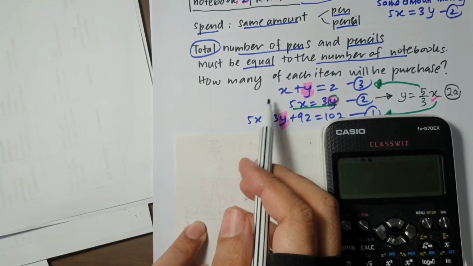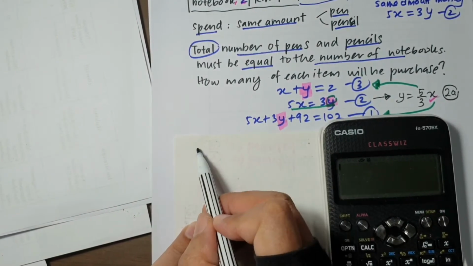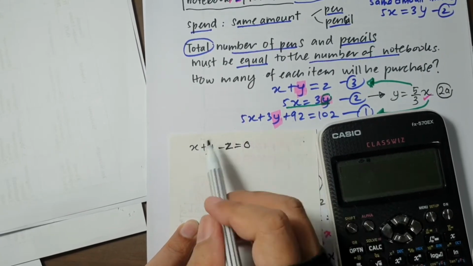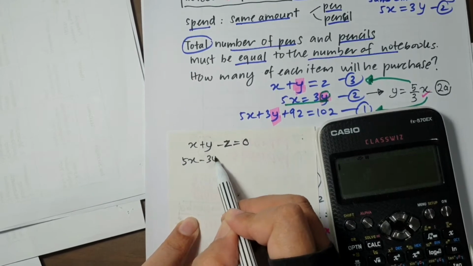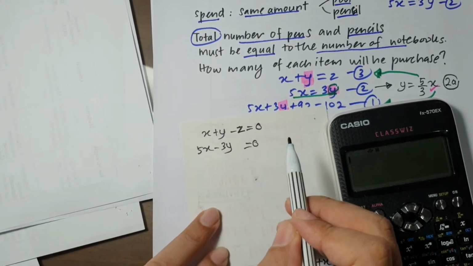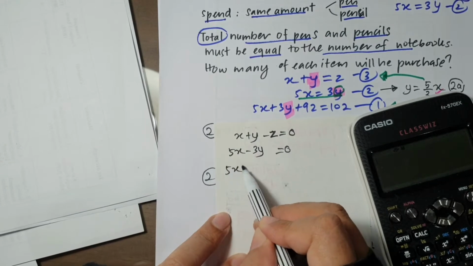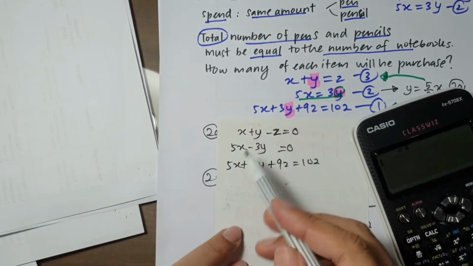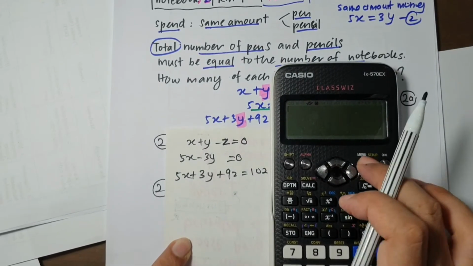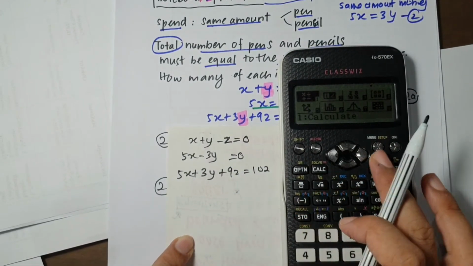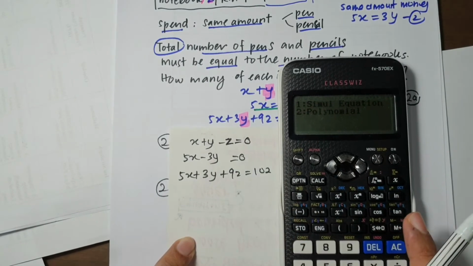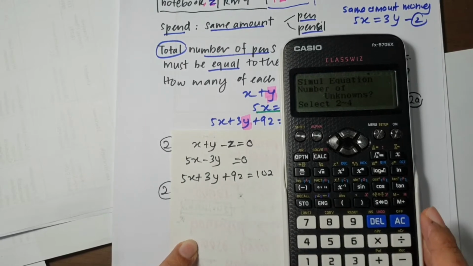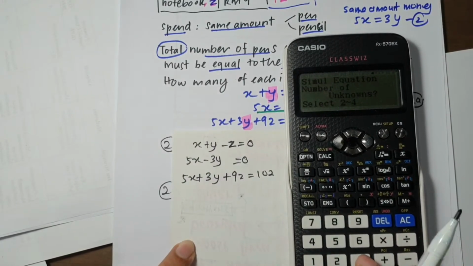So this one, you must arrange it first. Okay, x plus y minus z equals 0. Next, this one, 5x minus 3y equals 0. This one, you don't need to change, the same. So you must arrange it first if you want to use the calculator. Okay, so press menu and then this button. Okay, A, then choose one simultaneous equation. Unknowns, you have 3 unknowns.